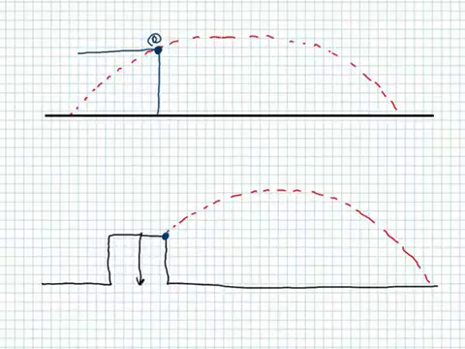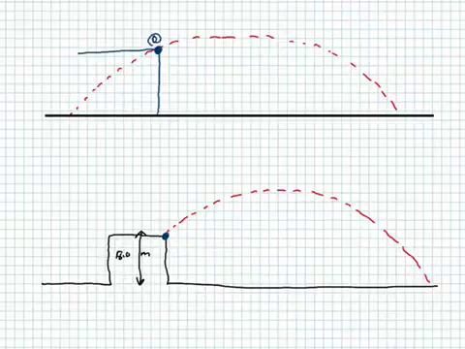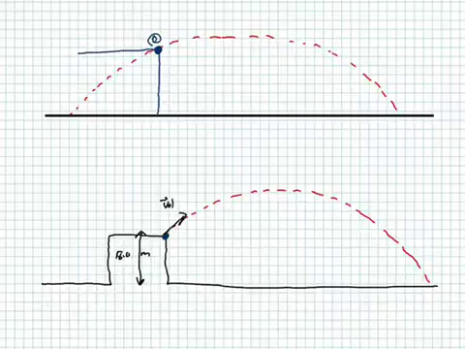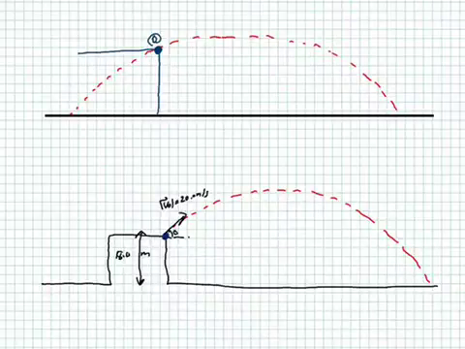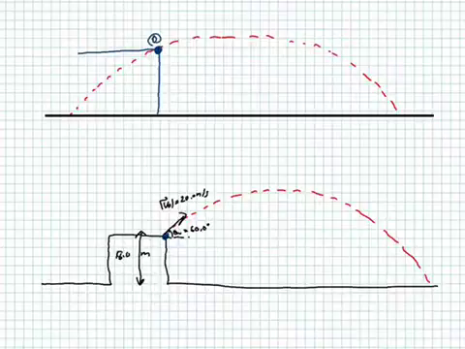Let's call this cliff height 18.0 meters. Let's say I have an initial speed of 20.0 meters per second, and my initial angle is 60.0 degrees. Remember, the first thing I want to do here is find my Vx and my Vy.